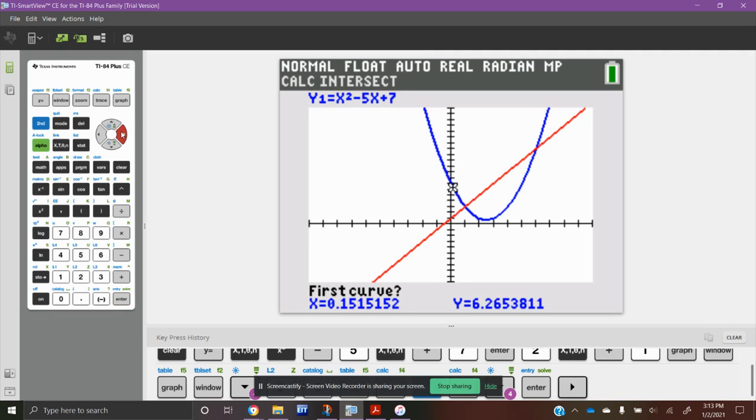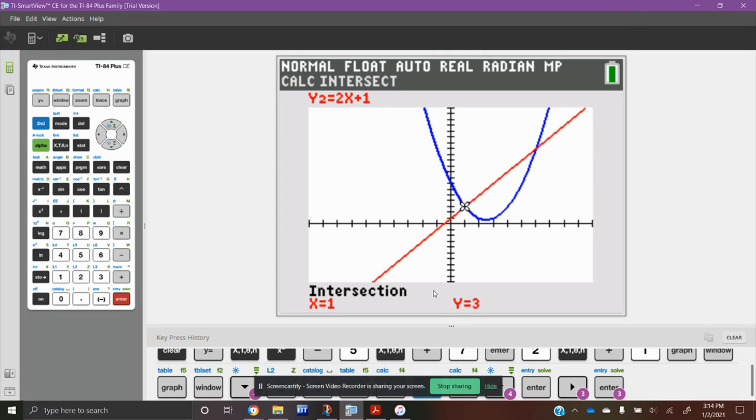As long as it's on one of the two graphs, you're on a curve and you hit enter. And then it puts it on the second curve. And then you hit enter and again you hit enter for guess. And my first intersection point would be 1, 3.